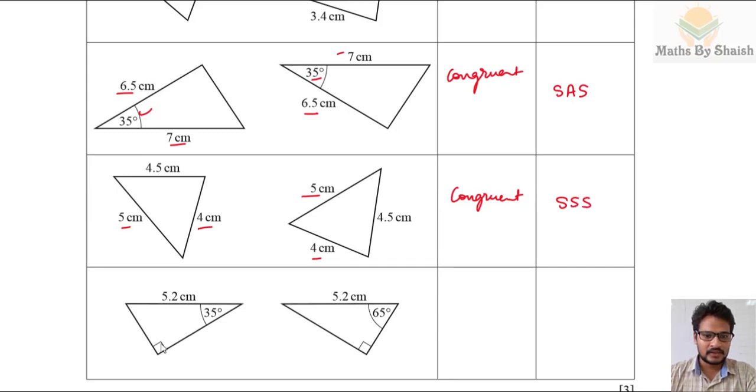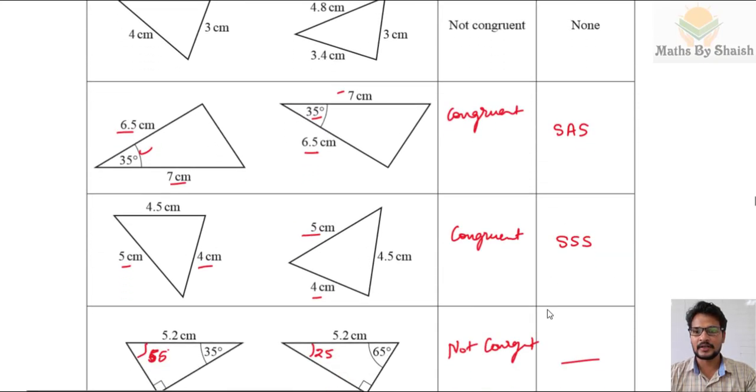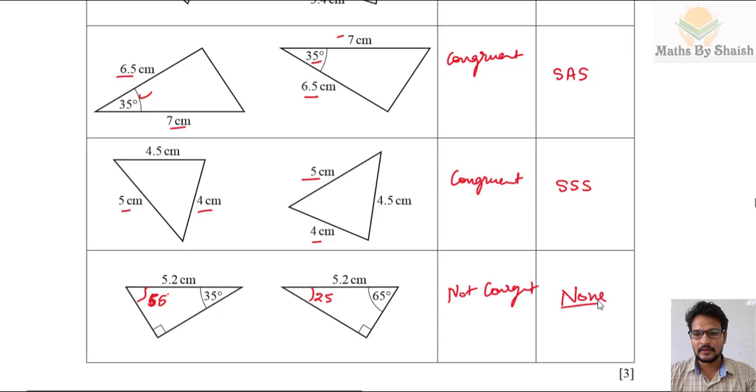And this is a right angle triangle, and here it is 35 degrees, it is 90, so it has to be 55, not 65. I think they have given that just to confuse us, 65, and here it is going to be 25. And we can see the side length is the same, but the angles are different, so it is not congruent. And if it is not congruent, there is no need to give any explanation, so we can write here none.